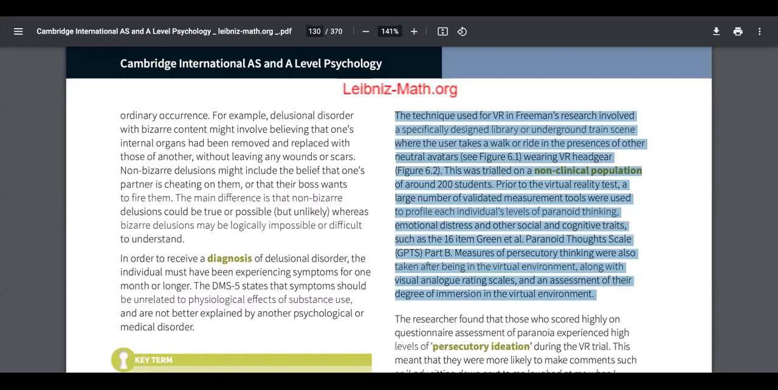assessment. Okay, they were asked to fill out these questionnaires, these surveys, these forms, and based on the answers for these, they were basically evaluated for how paranoid they were. Okay, and after these measures were taken, you basically wore the virtual headgear and went into that setting. And once you were done with the VR part of it, what happened was that they took measures of persecutory thinking, along with visual analog rating scales, and an assessment of their degree of immersion in the virtual environment.